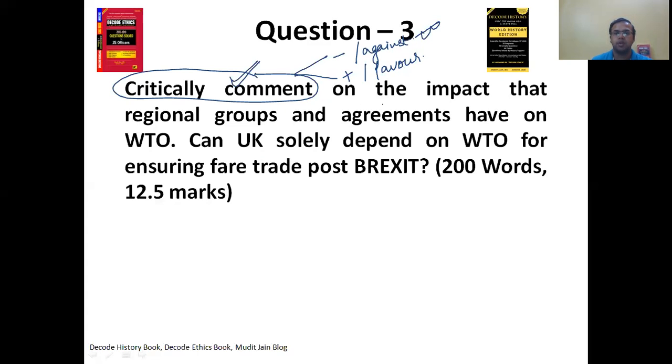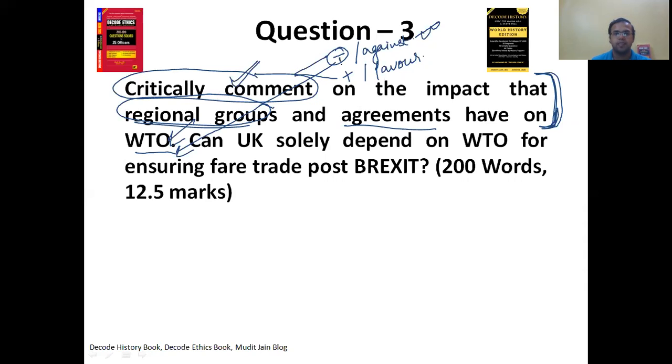So critically comment on the impact that regional groups and agreements have on WTO. Now, can you identify four subparts in this line itself? So first subpart is positive of regional groups on WTO. Second is negative of regional groups on WTO.